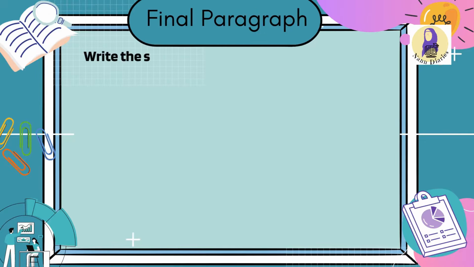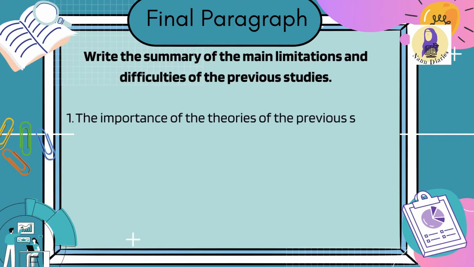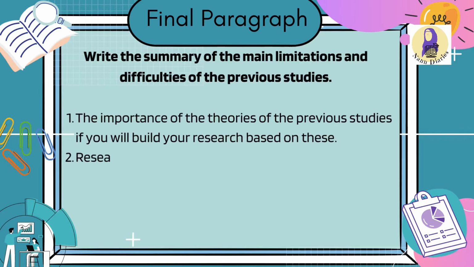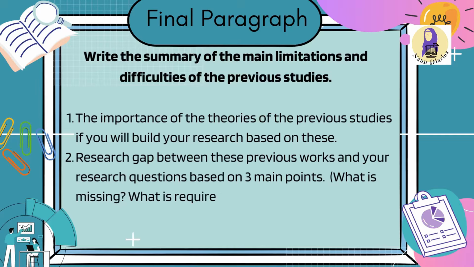In the final paragraph of the literature review, you can conclude the importance of the theory or the methodology of the previous study if you want to use that one. Or if you want to make some improvement, you can state the research gap between all these previous studies. This previous one didn't do that. This is missing. It is required to improve. That's why you want to study this research question.